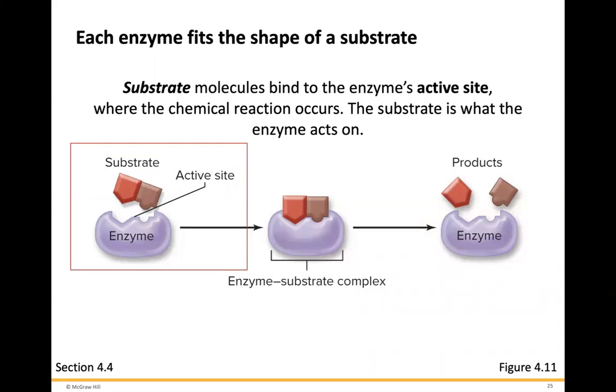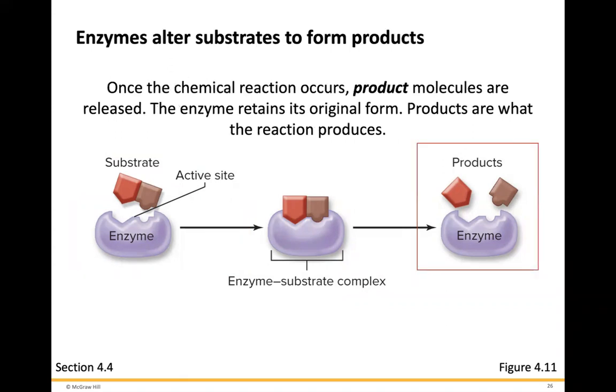Once the substrate molecule binds to the enzyme's active site, this is where the chemical reaction occurs. The substrate is what the enzyme will act on. Once the chemical reaction occurs, the product molecules are released. The enzyme retains its original form. Products are what the reaction produces.